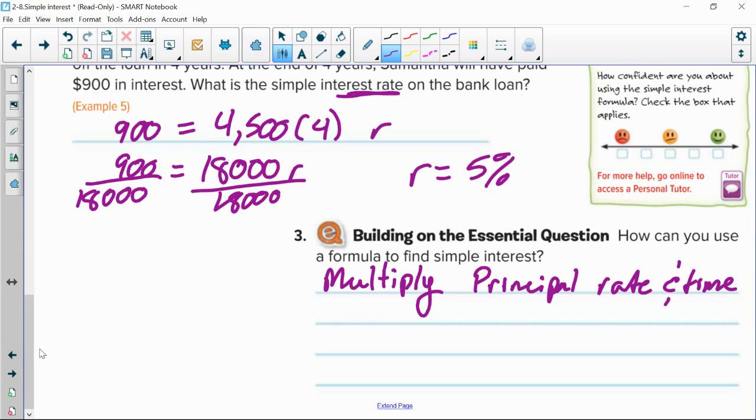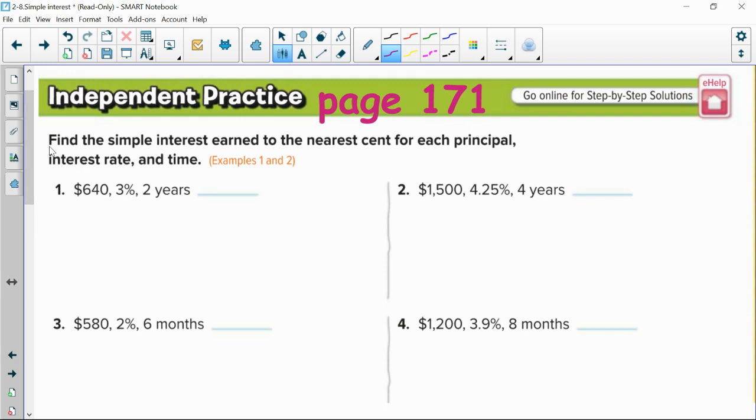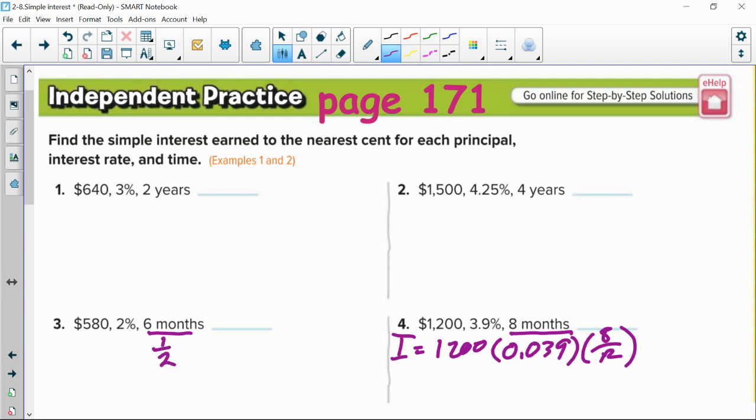Alrighty, if you have any questions, message your teacher. Now watch for these two. You'll have to set them up. Remember, this is I equals 1200 times 0.039 times 8 over 12, which really is 2/3. Same over here, 6 months. This is going to be a half. So that's half a year.